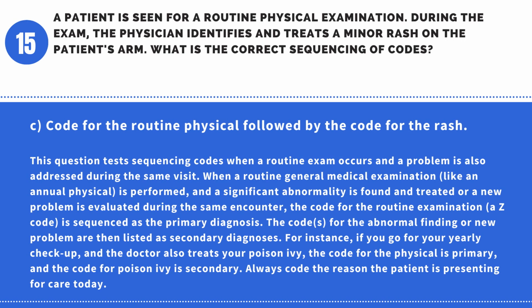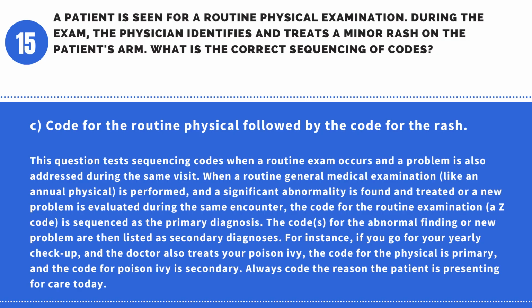Answer, C. Code for the routine physical followed by the code for the rash. This question tests sequencing codes when a routine exam occurs and a problem is also addressed during the same visit. When a routine general medical examination, like an annual physical, is performed, and a significant abnormality is found and treated or a new problem is evaluated during the same encounter, the code for the routine examination, a Z code, is sequenced as the primary diagnosis. The codes for the abnormal finding or new problem are then listed as secondary diagnoses.